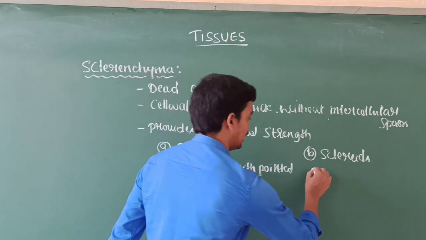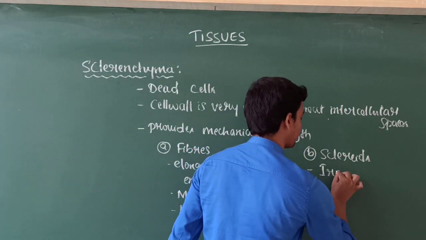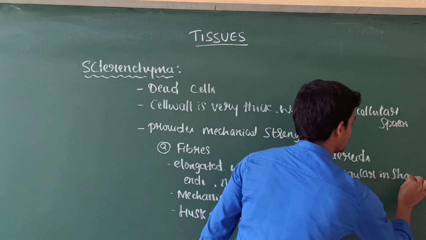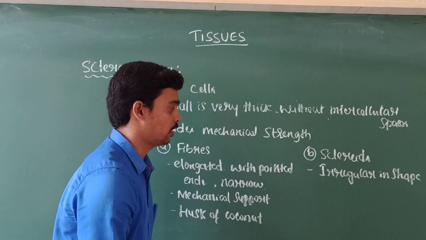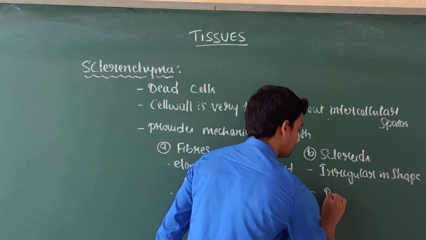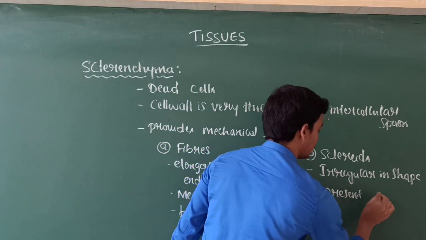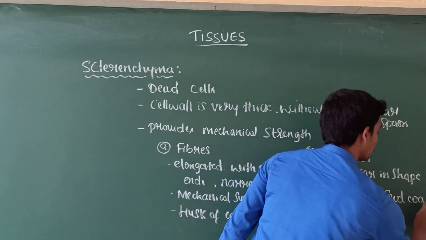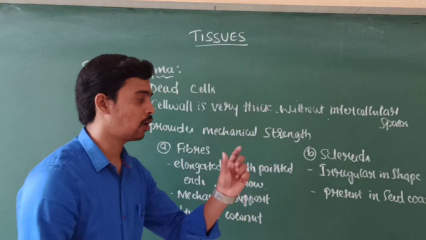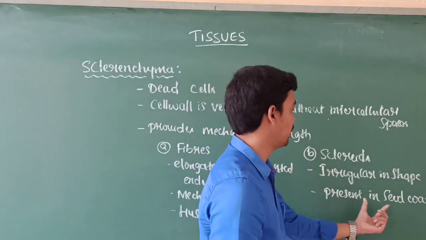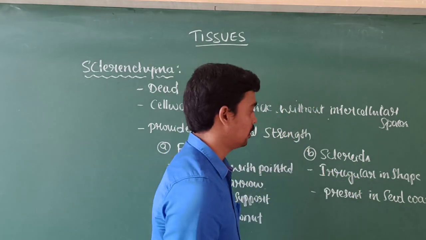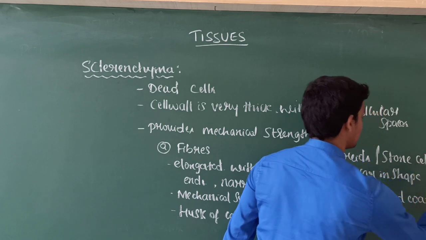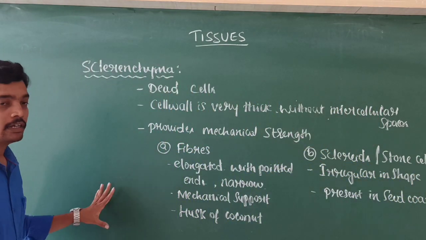And here the sclereids are irregular in shape. They are present in seed coats. The seeds are covered by a thick layer, and that is made up of sclereids. These sclereids are also called stone cells. This is regarding the sclerenchyma.